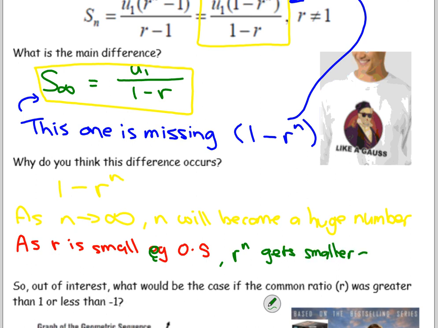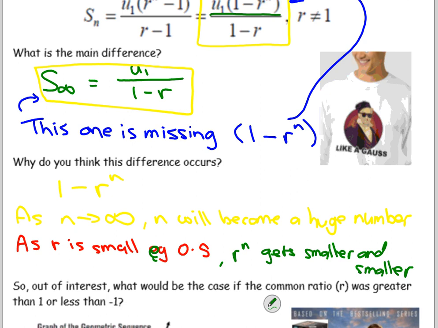I'll give you a bit more space to write in this one. So if r to the n gets smaller and smaller, it's pretty close to 0, isn't it? Because 0.5 to the power of 5 million will be a really small number. And 1 minus a really, really small number is almost just 1, isn't it? It's like saying 1 minus 0 almost. So u of 1 times 1 minus 0 is like saying u of 1 times 1. It's just like saying u of 1 times 1.